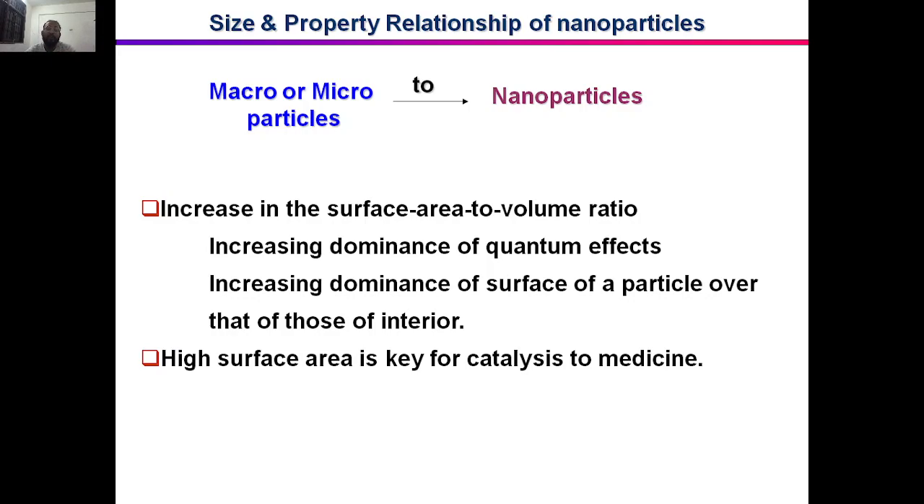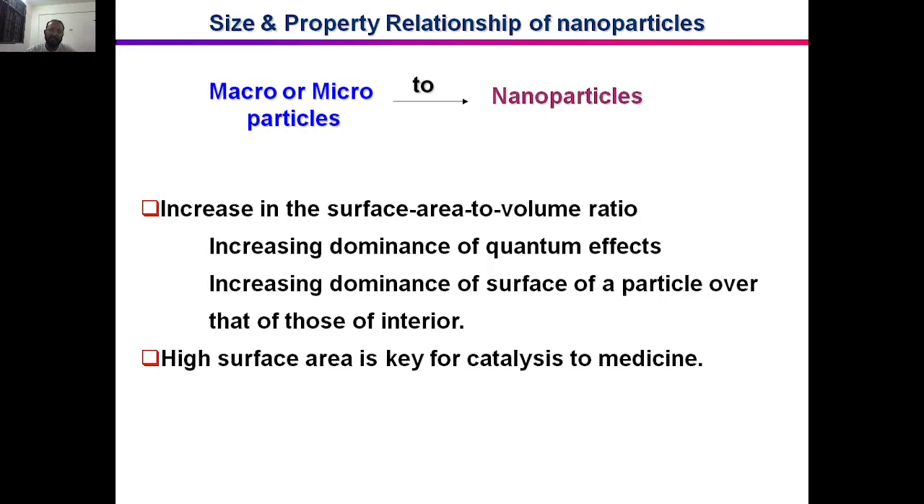So the surface of the particles increasingly dominates over those in the interior. That means the particles that are inside are fewer, and the particles that are exposed outside are more. That's why we are getting the strange properties here. Why? Because there are more surface atoms compared to the inner atoms. So definitely its properties have to change.